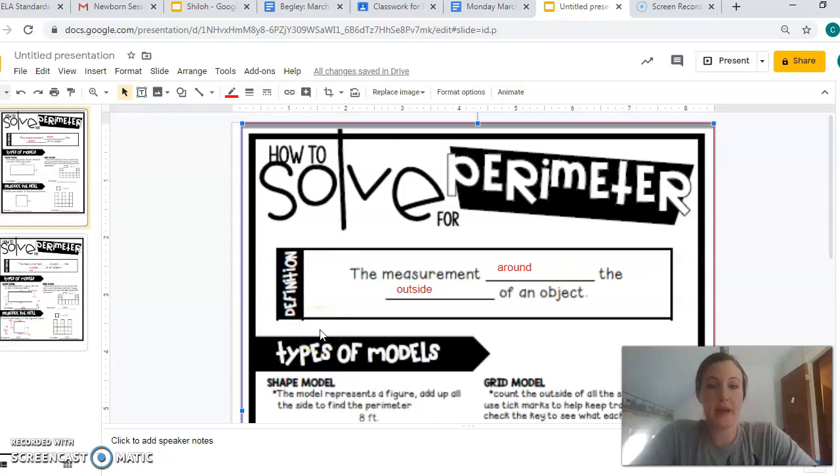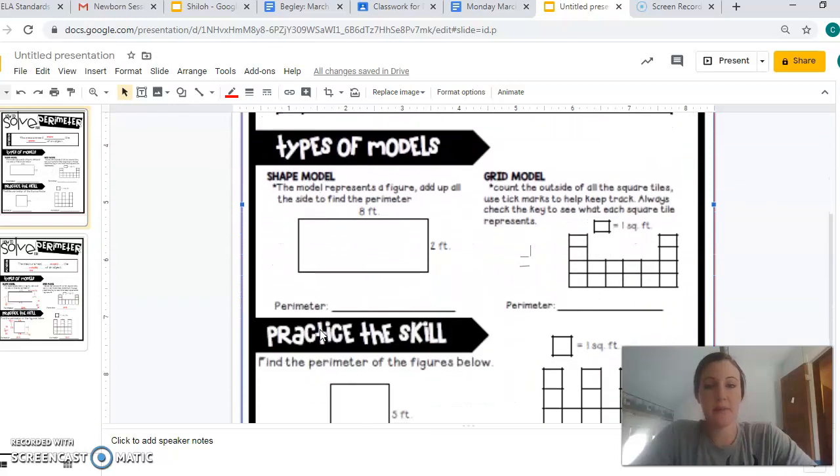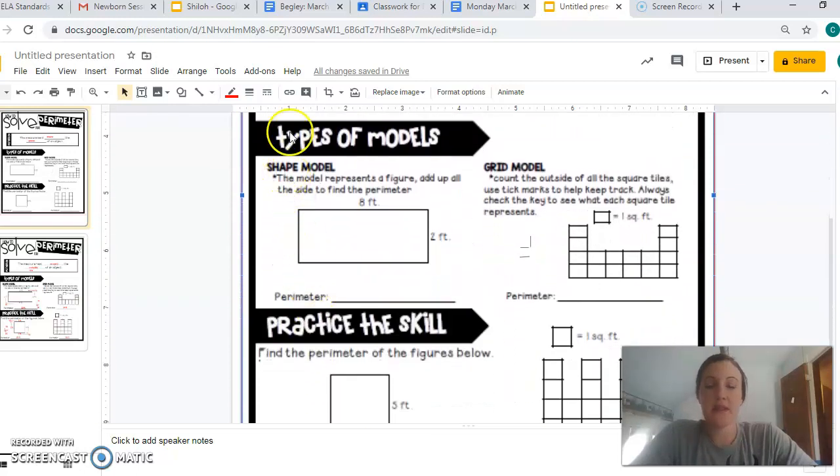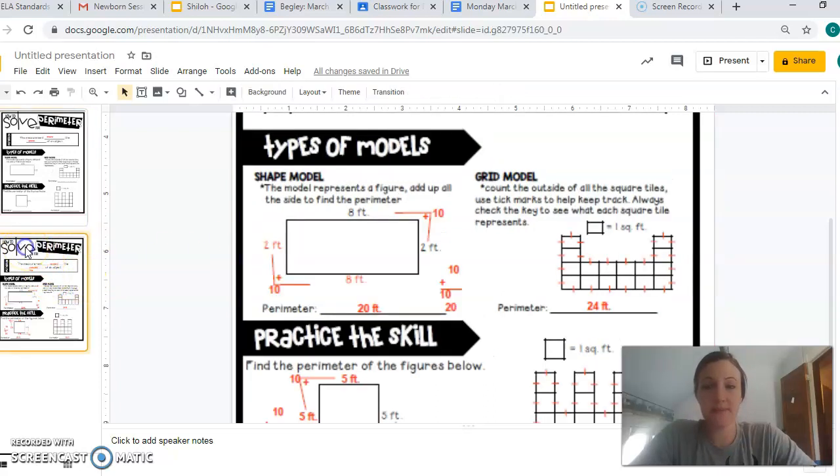All right, now we're going to go down. It says types of models. We have a shape model, a grid model. And then we're going to practice the skill. It's a little bit hard to do everything for this one on here, so I have one already filled in, so we're going to look at this one.